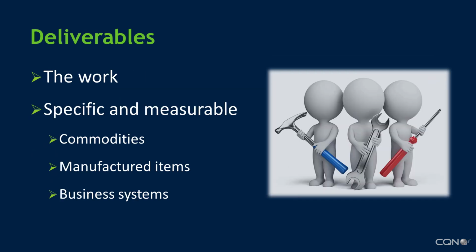Deliverables are the products of project activities that are specific and measurable, the actual work that's been contracted. A couple of examples: installation of bulk commodities or manufactured items, things like concrete, structural steel, placement of equipment, etc. Or implementation of a business system necessary to support the project, something like time and attendance software, a health and safety program, or a quality surveillance program.